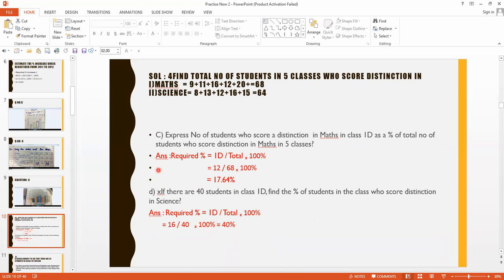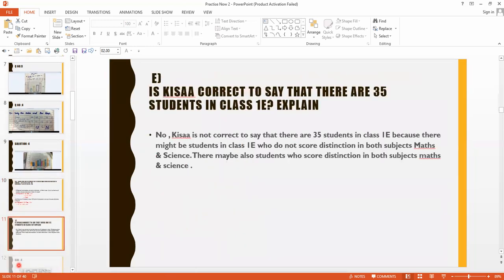Clear? This C and D part is clear? Okay, now we move towards the next part.